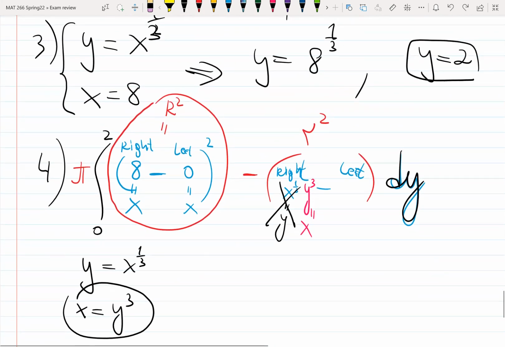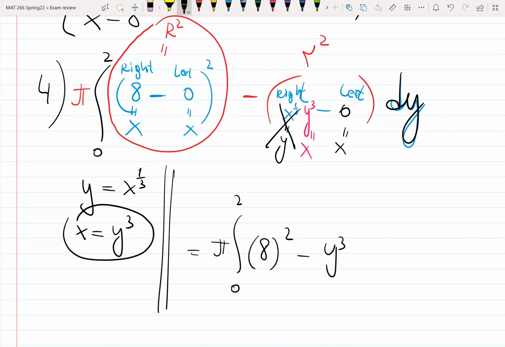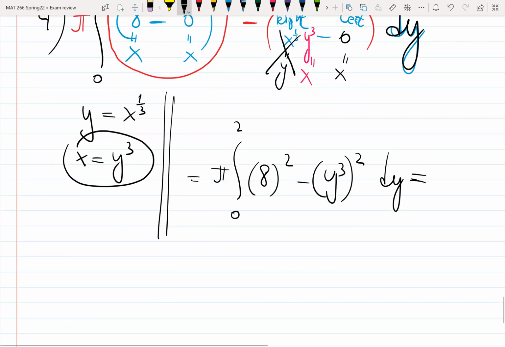X equals 0. Finally, this integral looks like this: integral, pi is factored out, from 0 to 2. And I have 8, don't forget 8 minus 0 is 8, but it's also squared, minus y cubed, minus 0 is y cubed, but it's also squared, because remember, pi r squared minus pi r squared. And now you integrate that, which can be done fast.